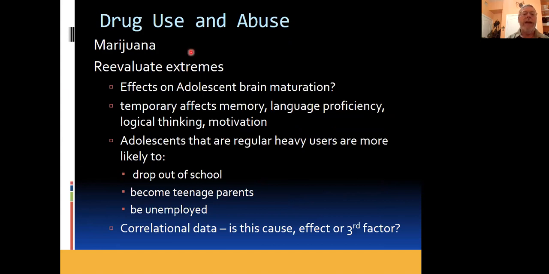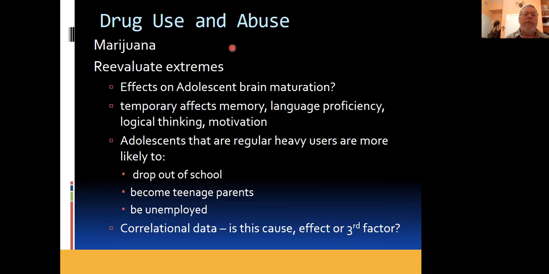Next, we have a look at marijuana. And here I'm going to say we're going to have to reevaluate the extreme thinking on this. We tend to have people who go to one extreme or another, and have some people who say, well, it's just terrible for an adolescent. On the other hand, you have some people who say, oh, it seems to be pretty harmless. Probably a middle ground makes more sense.